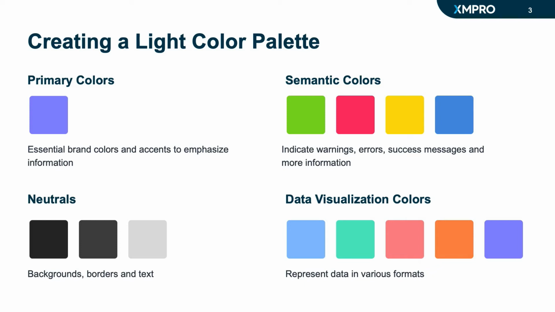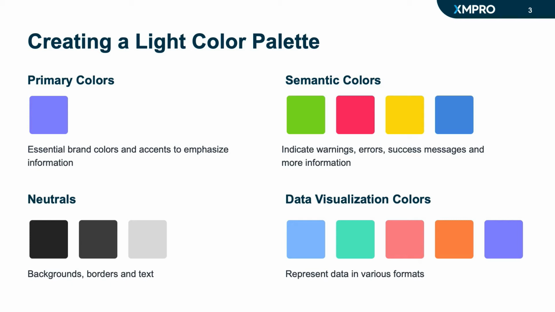Finally, we have data visualization colors. These represent data in various formats. We've actually done an entire video dedicated to just this topic coming up in the next module. What you'll notice here is that the colors we've chosen are what is called visually equidistant from one another. This means that they are easy for you to distinguish between the various colors.